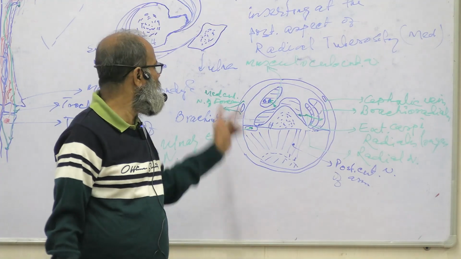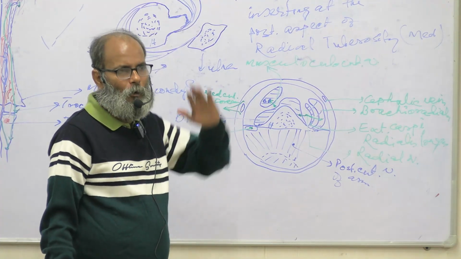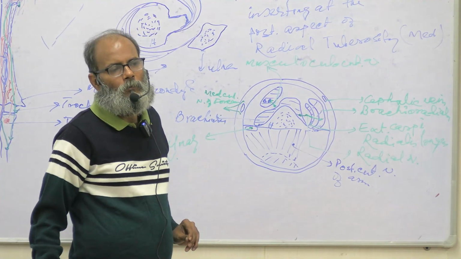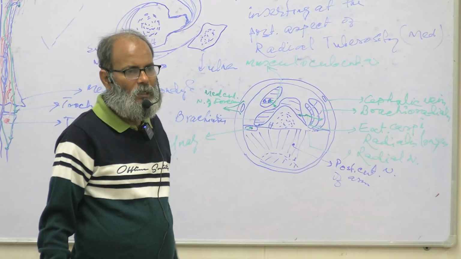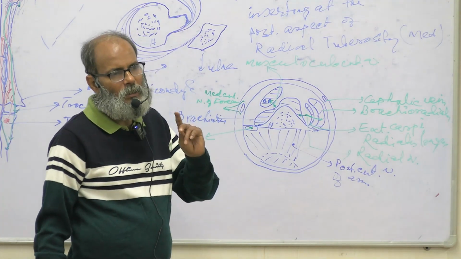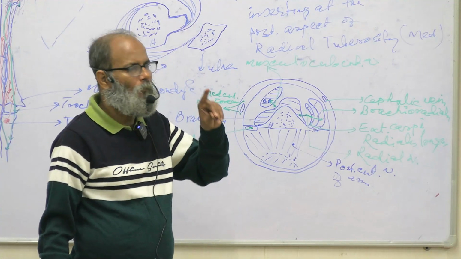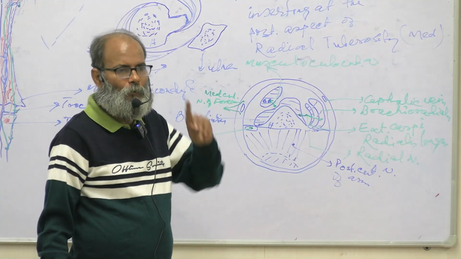Got my point? At the upper end, that is the medial part of the shaft, at the upper end of origin of the brachialis, there is the crossing of the median nerve.